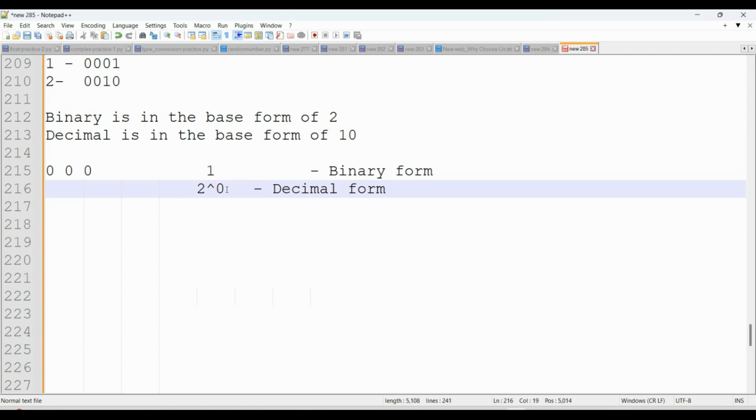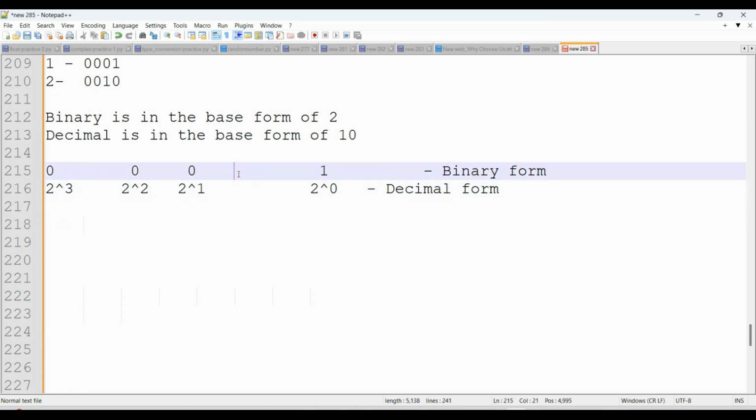Let us search this one, 2 power 0. Here 2 power 1. The second case 2 power 2. Here 2 power 3. Like this.